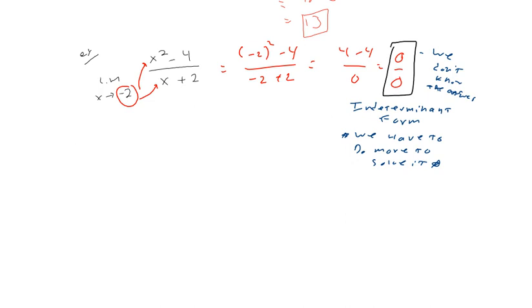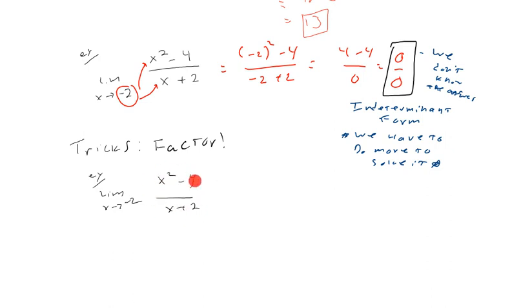Some tricks here. One of our tricks is to factor. So say we have this limit as x approaches -2 of x squared minus 4 over x plus 2. One of the ways we can simplify this function, this equation here, is by seeing if we can do some factoring.